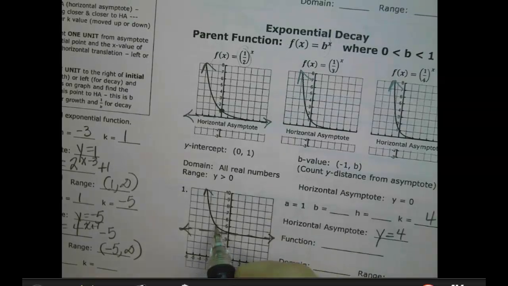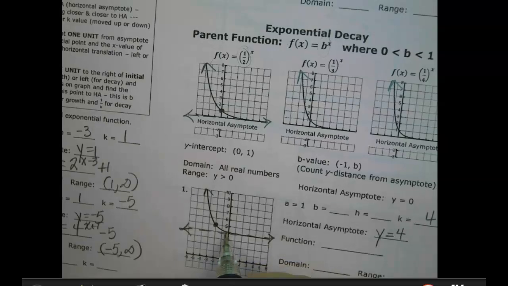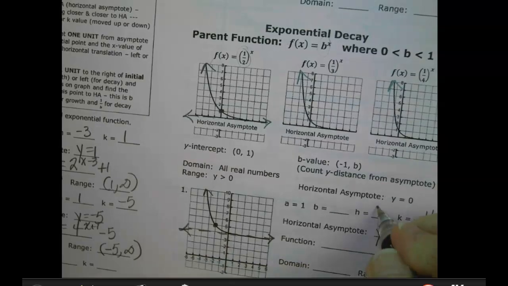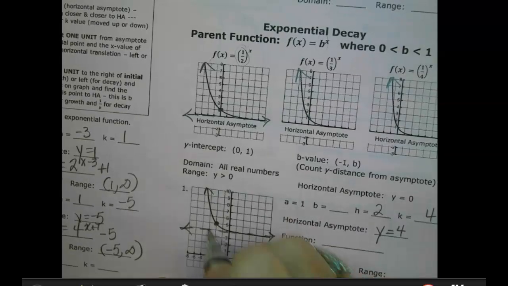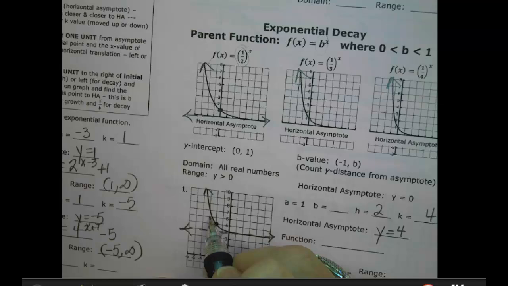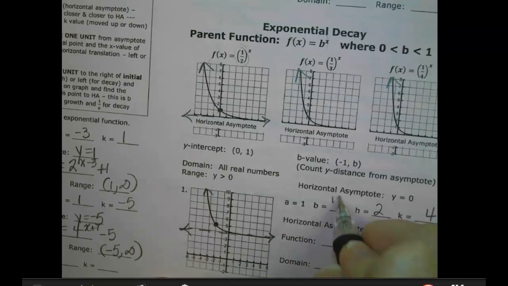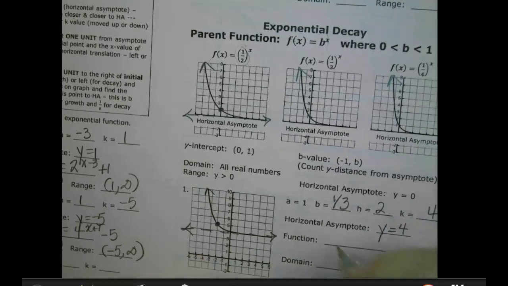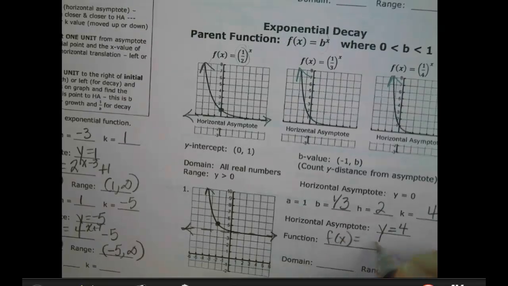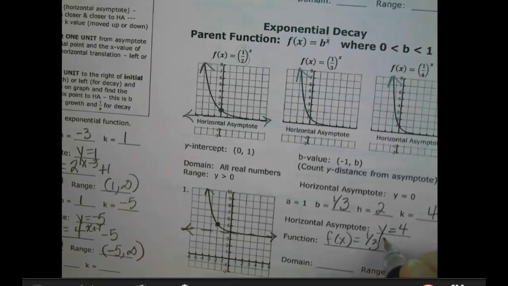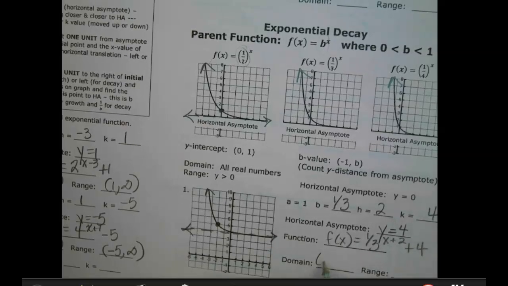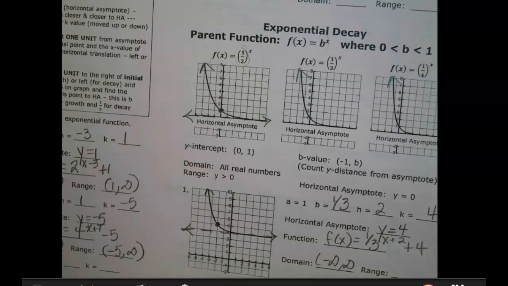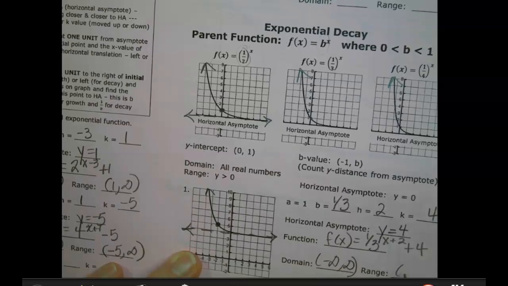Now, I have to find my first point, and that shifted 2 to the left. So my x's are liars, so it's going to be a positive 2. I'm going to go back 1, and I'm going to count 1, 2, 3, but that is 1/3. So when I write my function, I'm going to get (1/3)^(x+2) + 4. My domain is going to be negative infinity to infinity, and my range is going to be 4 to infinity.